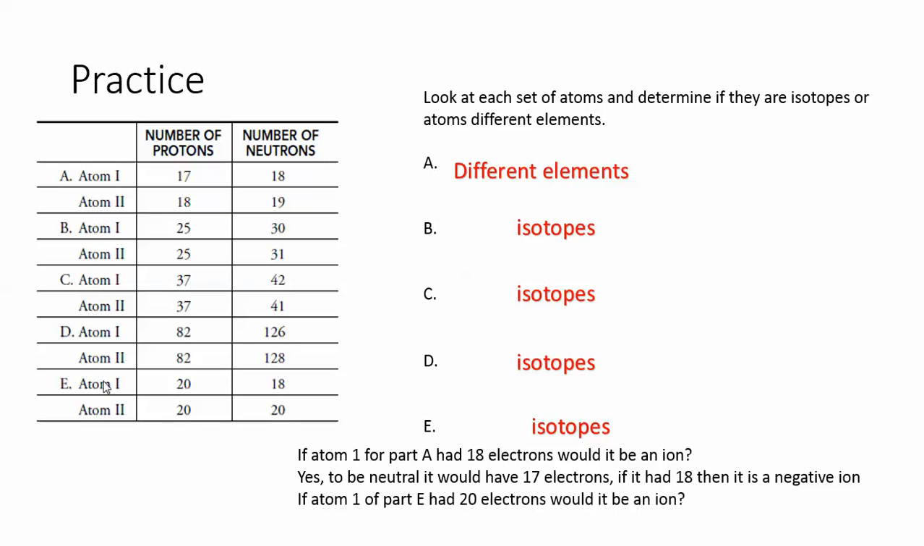All right, so let's take a look at this one here. If I have 20 electrons, is it an ion? And the answer to that question is no, it's neutral. Here's my number of protons, 20. So I would have 20 electrons, 20 protons. I would be neutral. Okay, so hopefully that is good practice for you. And go on to the next review.